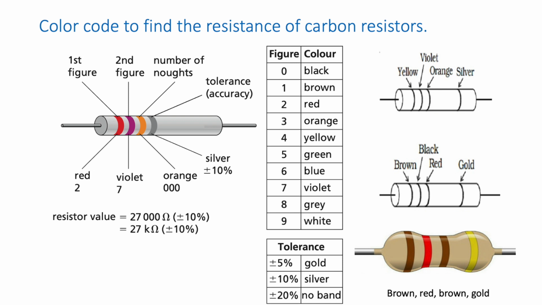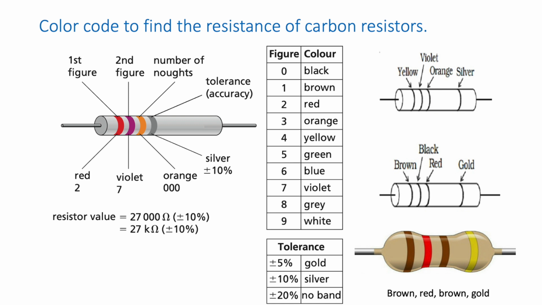So here you can see some examples. On the right hand side you can see yellow, violet, orange and silver. So what will be the value of this resistance? Yellow means 4, violet is 7, and after that we have to put how many zeros? 3 zeros. Then silver represents the tolerance, that is plus or minus 10%. For the second resistor it is brown, black, red. So 1, 0, then 10 to the power 2.